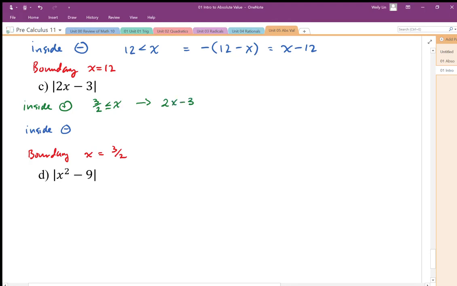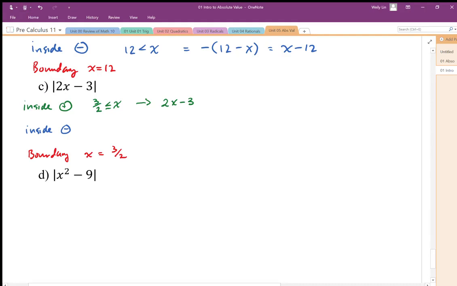So nothing changes. The absolute value of any number bigger than 1.5, for example, x is 2: 2 times 2 equals 4, minus 3 is 1. Absolute value of 1 is 1. It doesn't change. This will give us the same value if we calculate it in here.